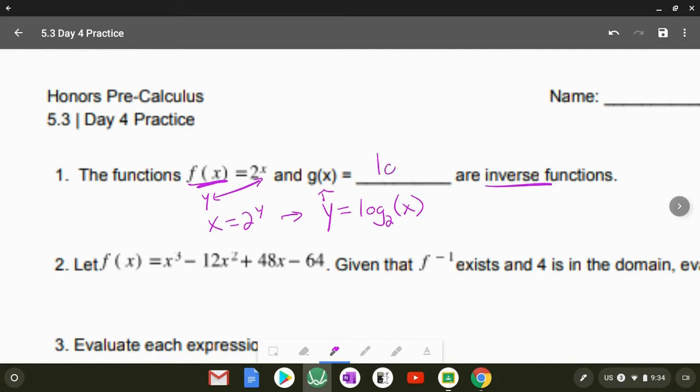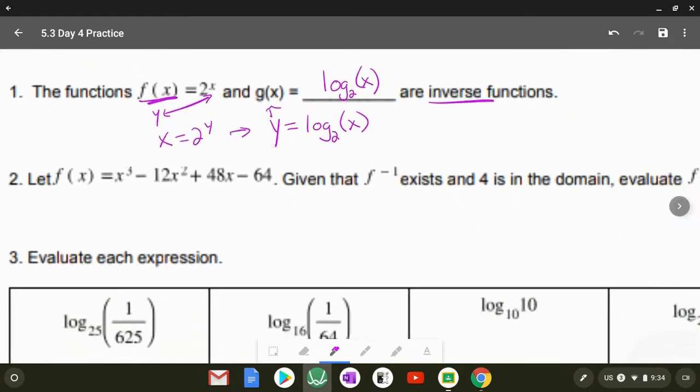But as we already knew the property, because our exponential and log functions are inverses of each other, we can use that and say that f of x equals 2 to the x and g of x equals log base 2 of x are inverse functions.